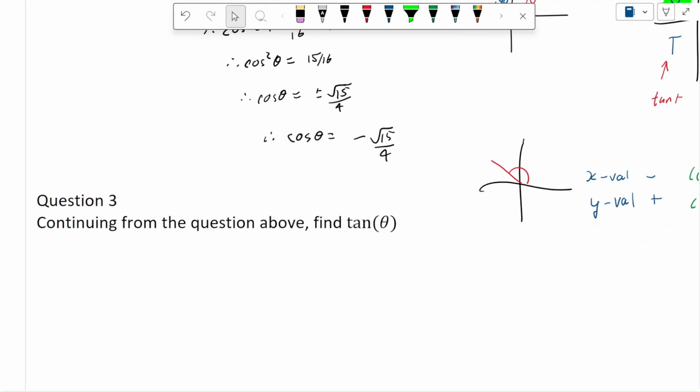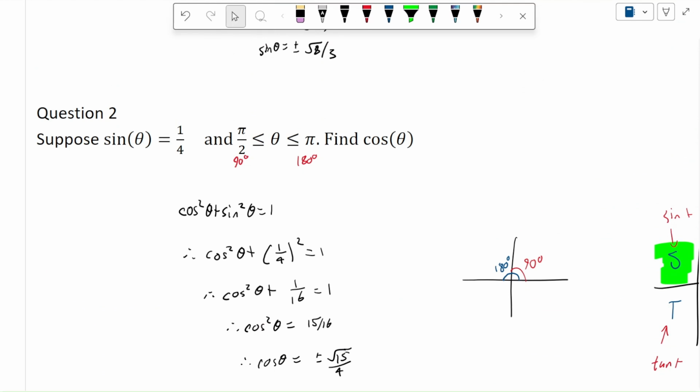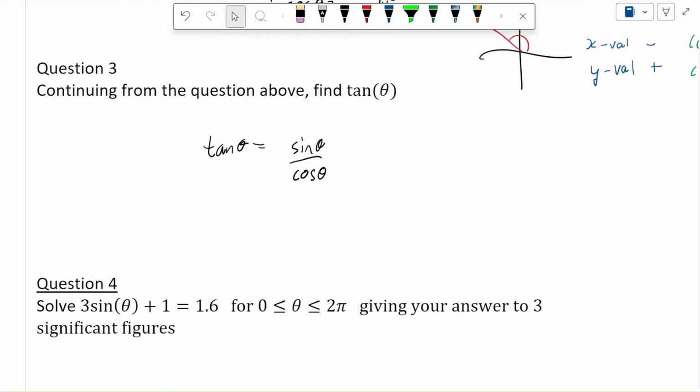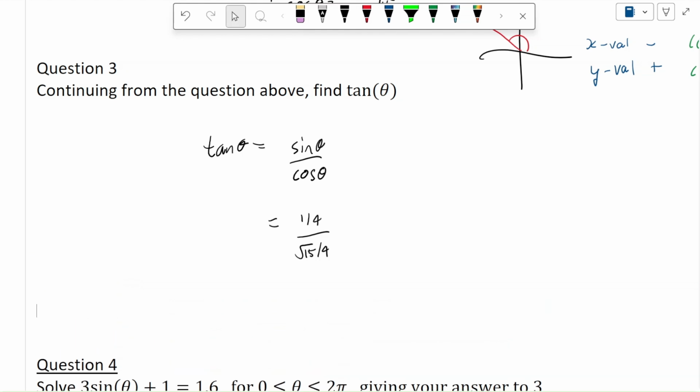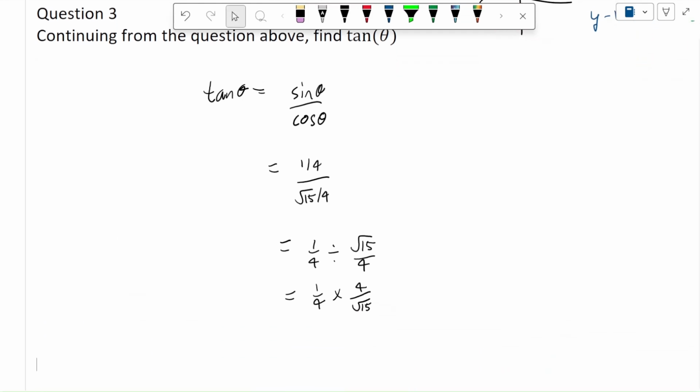All right, continuing from the question above, find tan of theta. That's where our other identity comes in. Tan of theta is sine of theta over cos of theta. Wonderful. So sine is a quarter, and cos of theta was root 15 over 4. You can use a calculator if you want, or write it out as a quarter divided by root 15 over 4. How you deal with fractions is you times and flip. So a quarter times 4 over root 15, you flip the last bit. The 4s cancel, so you are left with 1 over root 15.